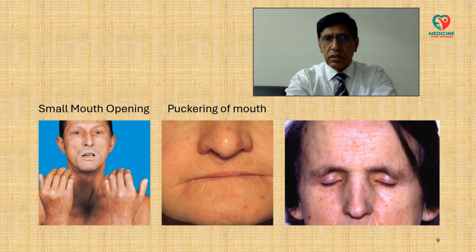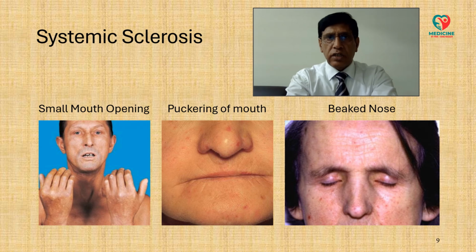Notice this nose, which is quite pointed and beak-like. Notice the forehead, which has shiny and tightened skin. Now, this beak nose, puckering of the mouth, small oral cavity, or difficulty in opening the mouth, along with systemic symptoms like difficulty in swallowing or sclerodactyly or tightening of the skin around the hands, can be a feature of systemic sclerosis or scleroderma.